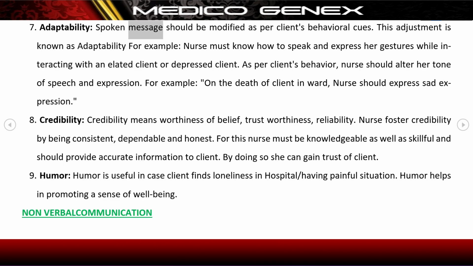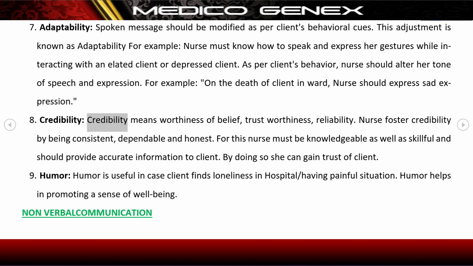Adaptability. The spoken message should be modified as per the client's behavioral cues. This adjustment is known as adaptability. For example, the nurse must know how to speak and express her gestures while interacting with an elated client or a depressed client. As per the client's behavior, the nurse should alter her tone of speech and expression. For example, on the death of a client in the ward, the nurse should express a sad expression.